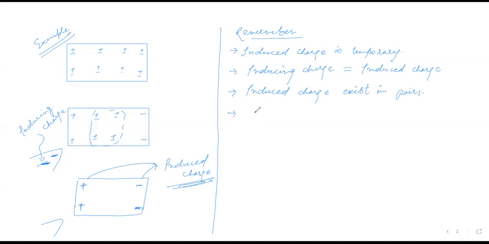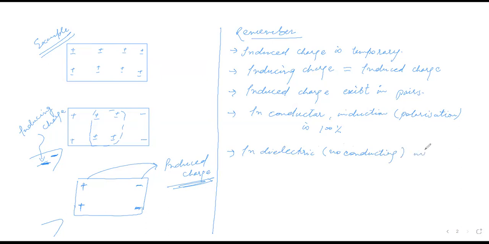And next point: if the body is a conductor, in this case induction, also known as polarization, is 100%. Whereas in a dielectric, a non-conducting body that is not a conductor, induction or polarization is always less than 100%. Are you clear? So please note these important points also.